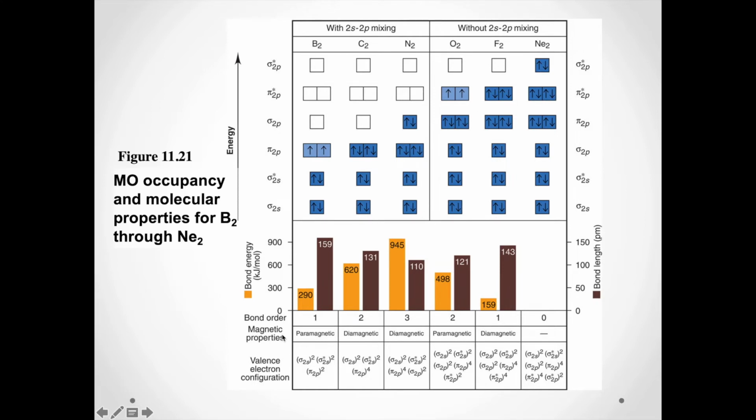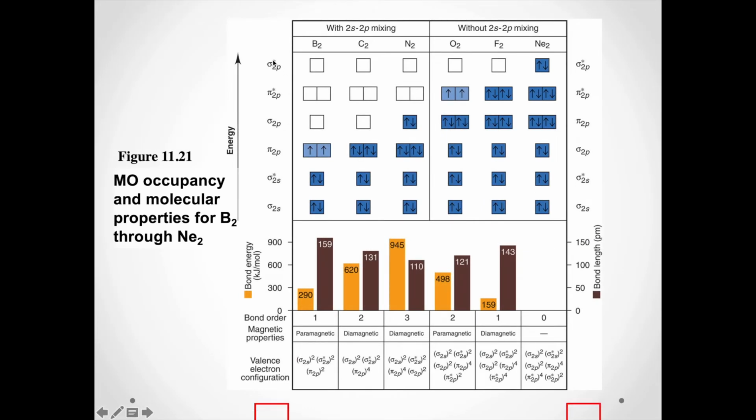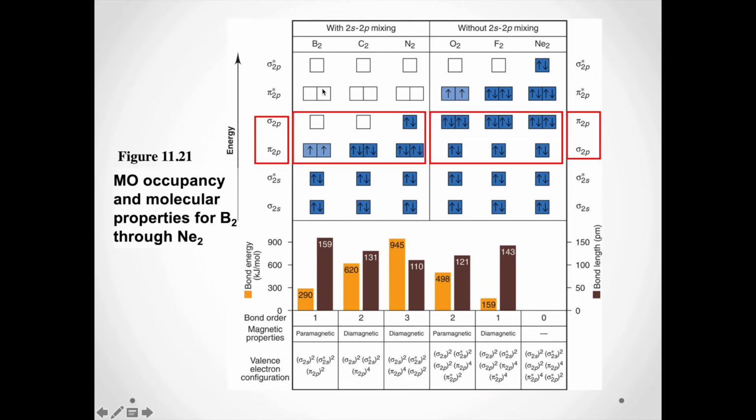So please guys, when you write the valence electron configuration for molecular orbital theory, you need to list down all the molecular orbitals from the bottom to the highest, based on their energy level, from here to here. As you can see, the difference between with sp mixing and without sp mixing is the arrangement of sigma and pi 2p, right here.